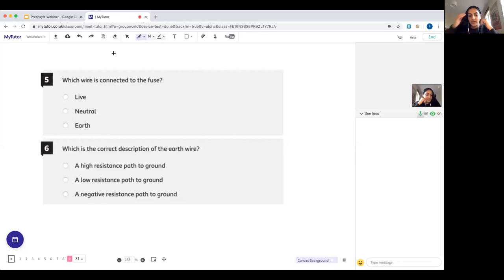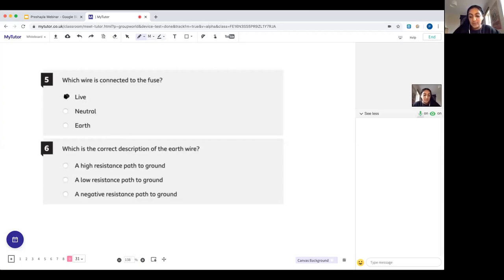Cool, I can see quite a lot of you putting live, which is great. The live wire is connected to the fuse. The live wire is kind of what provides the current, what allows the current to come through. And so the fuse needs to be connected to the live wire so that it can detect a change in current. Okay. And what is the correct description of the earth wire?